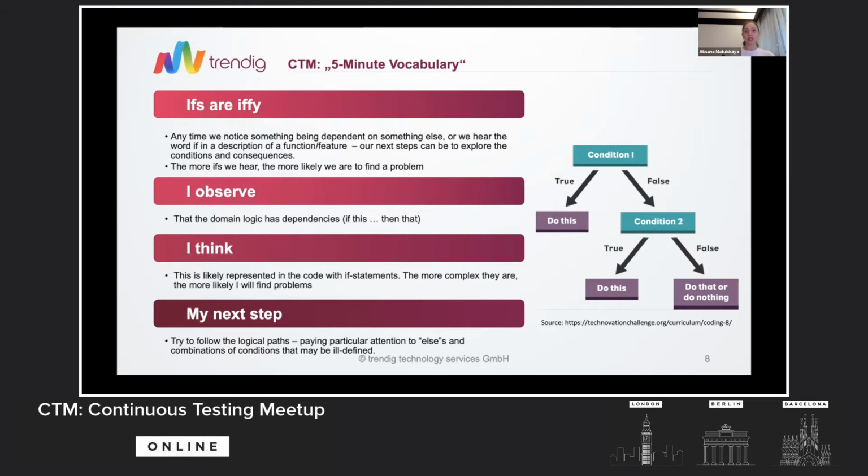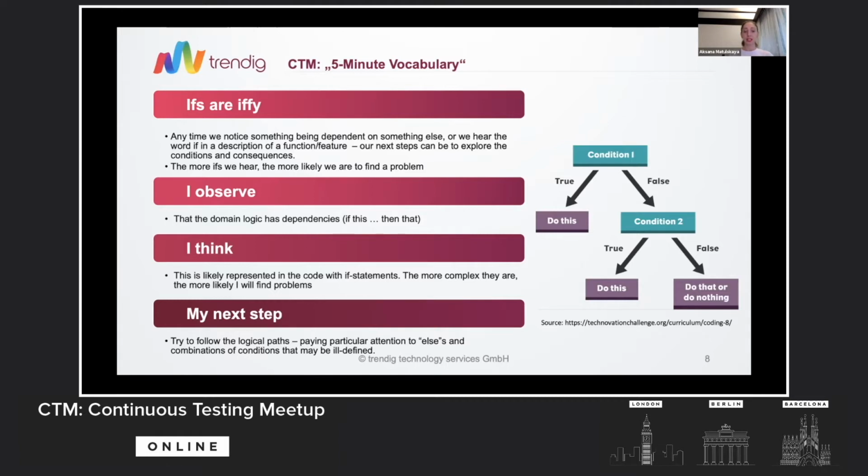So if I see that I have dependencies in my application, so some action depends on something else, my next step would be to explore the conditions and the consequences. I can have really simple conditions, like if I'm older than 18, I can drive a car. If not, I can't. But for sure, you can also have really complicated if statements or even multiple statements.